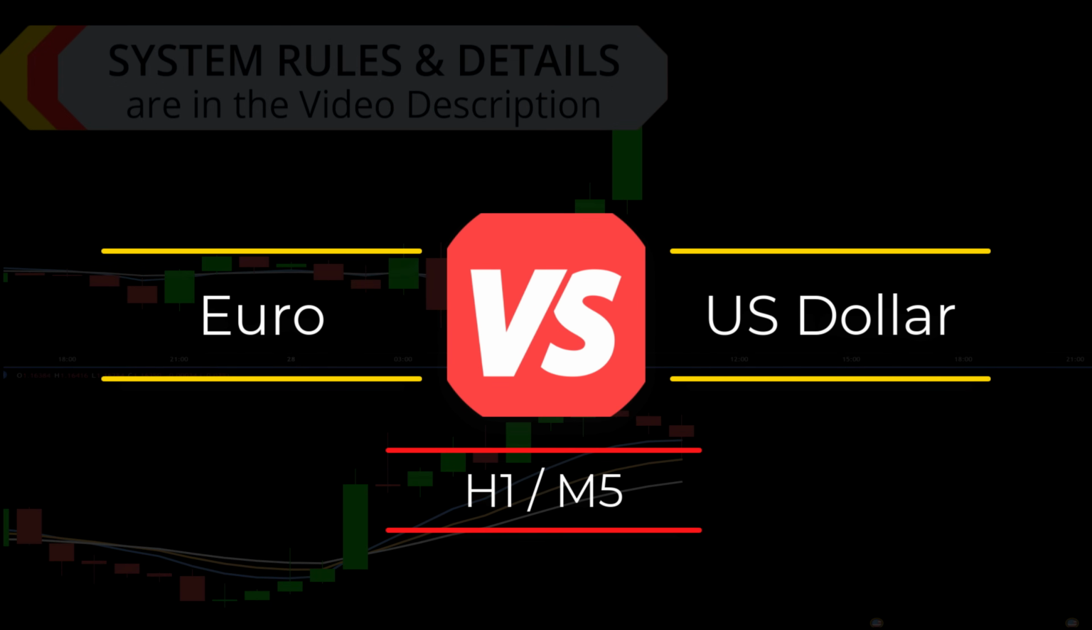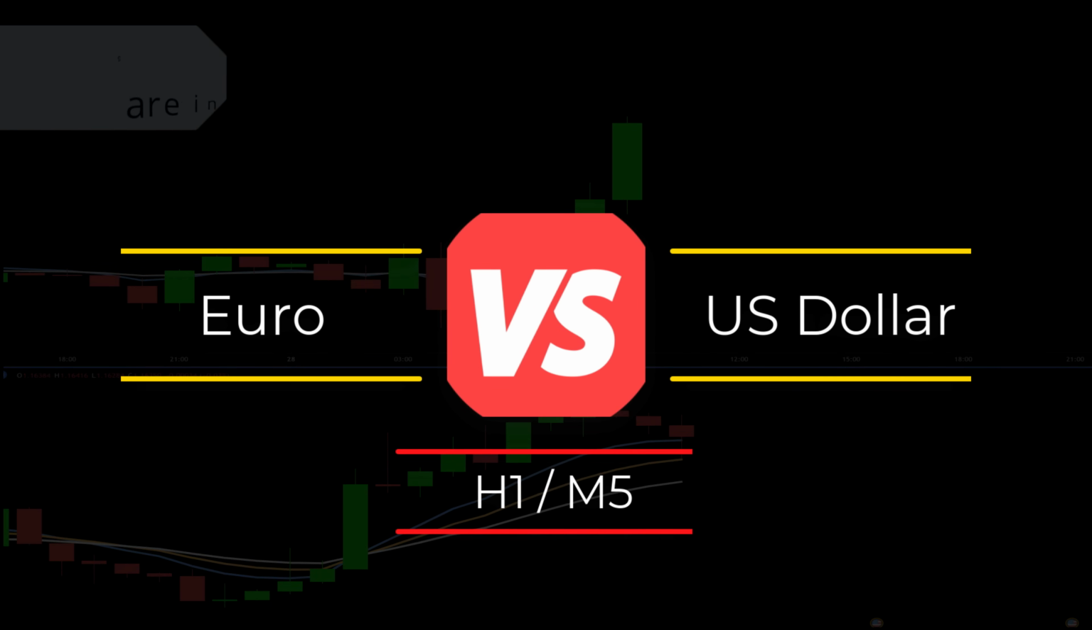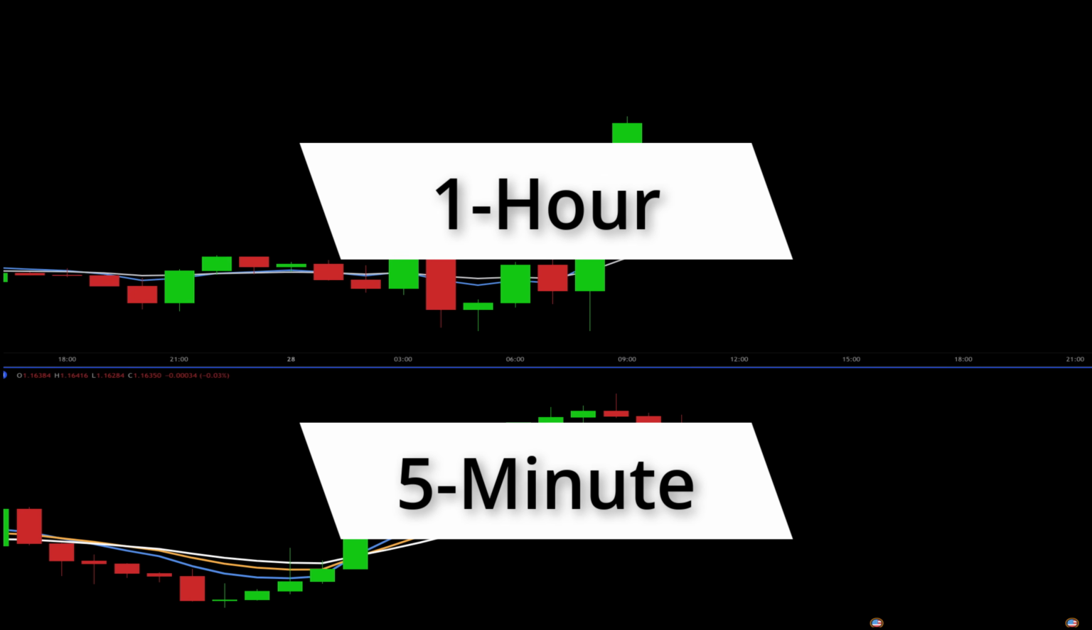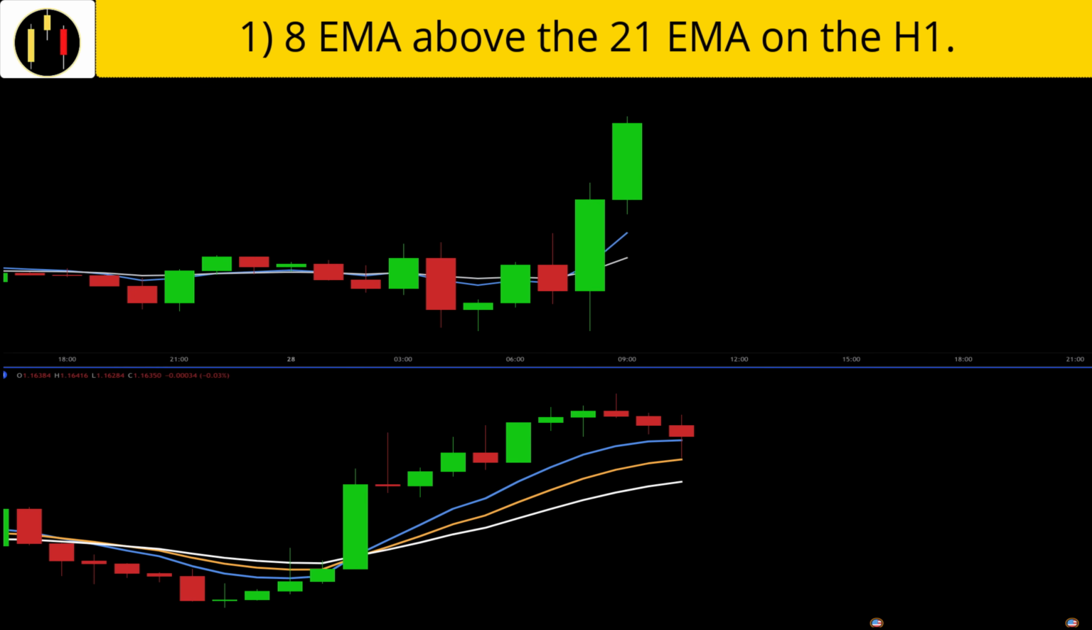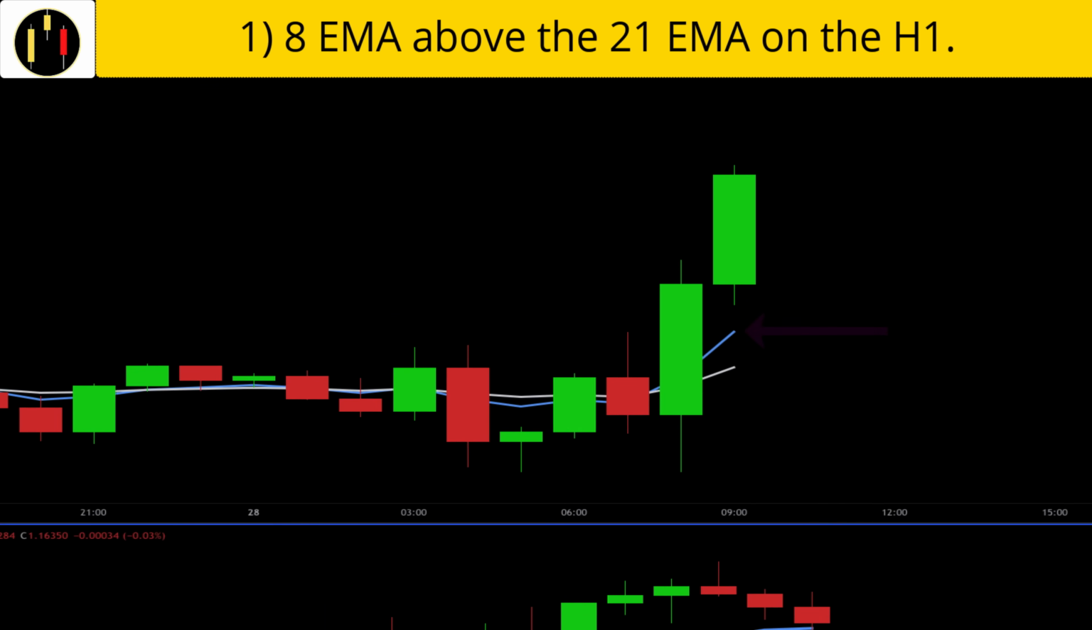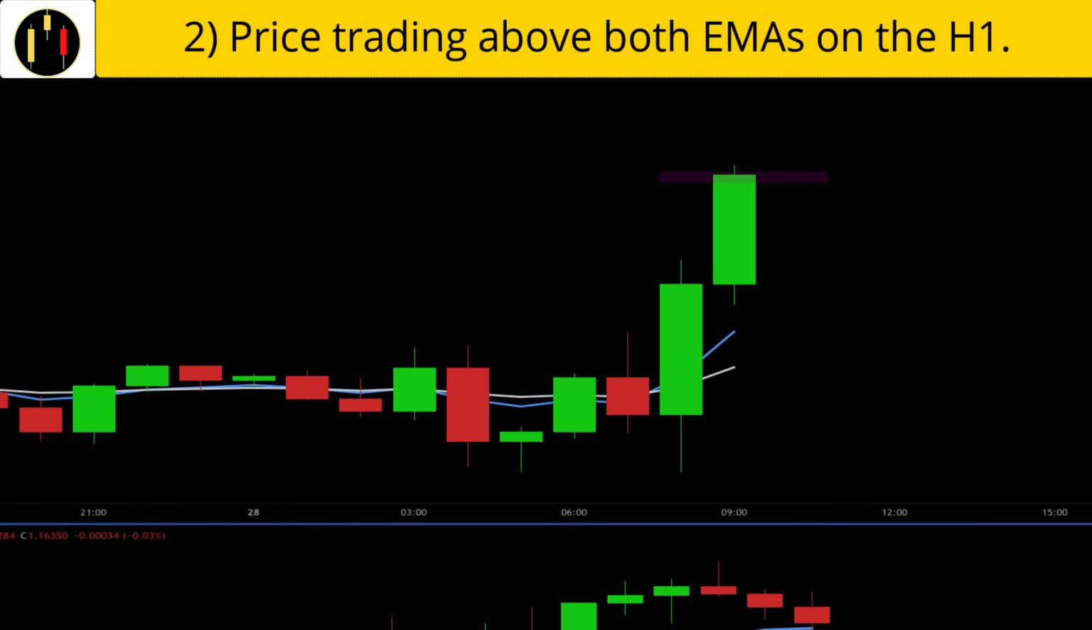This chart is the euro versus the US dollar. 1-hour candles on the top chart and 5-minute candles on the bottom chart. The rules to enter along on the Lockwood Scalp are: first, on the higher time frame chart, the 8 EMA must be over the 21 EMA. Second, price on the higher time frame chart is trading above both EMAs.